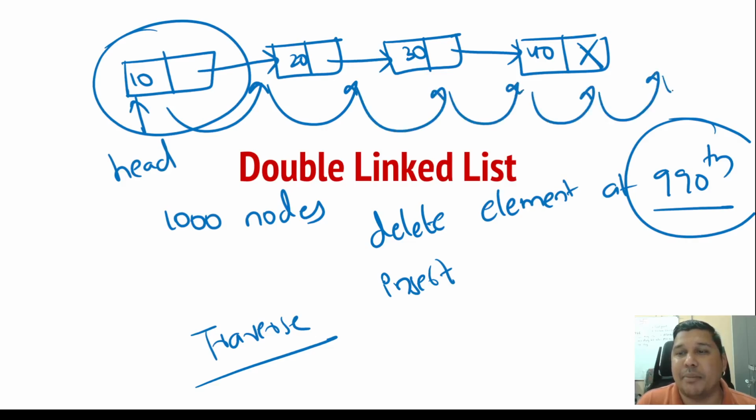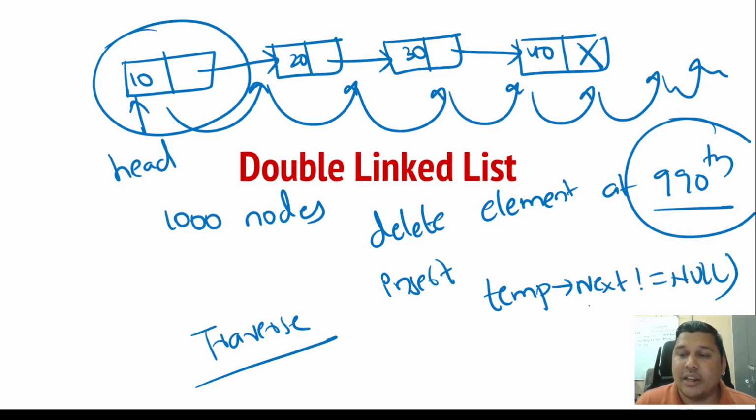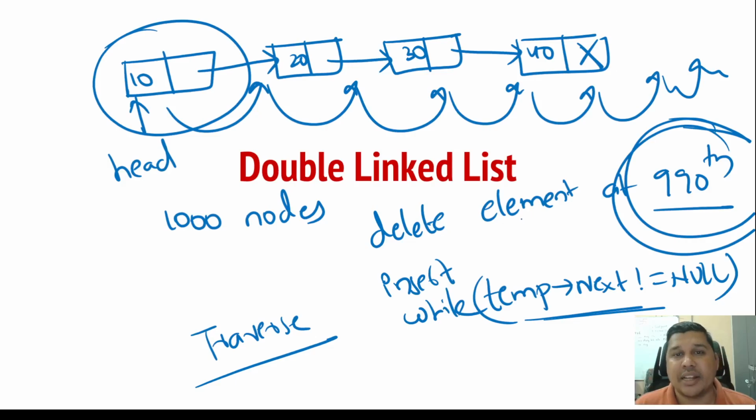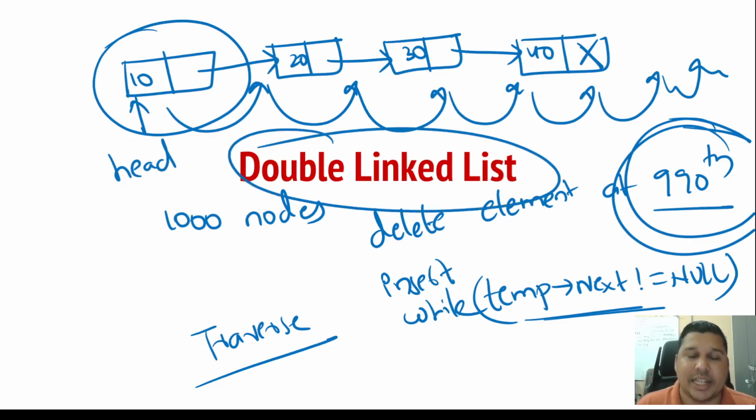I have to traverse every element, because the logic will keep checking always: is the temporary variable temp next not equal to null? This way it will keep checking in the while condition. Until this is null, it will keep traversing, visiting every node of the list, right. So, when I want to delete a node at the 990th location, I am unnecessarily traversing everything. Okay. So, to reduce the cost of those operations, cost in the sense the time taken for traversing the entire list, we use the concept of double linked list.